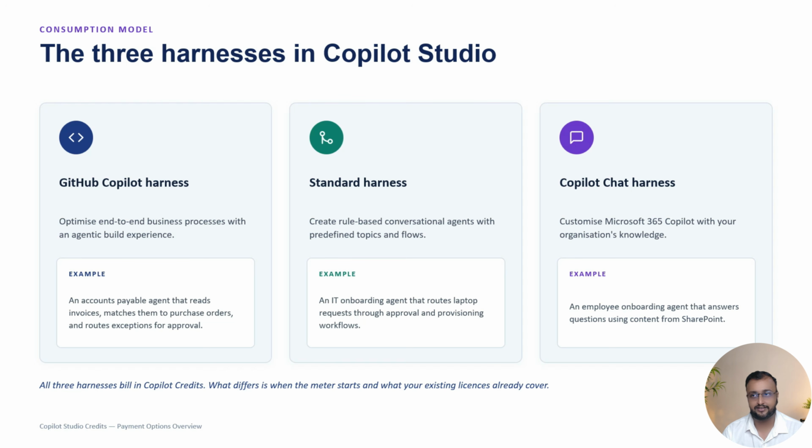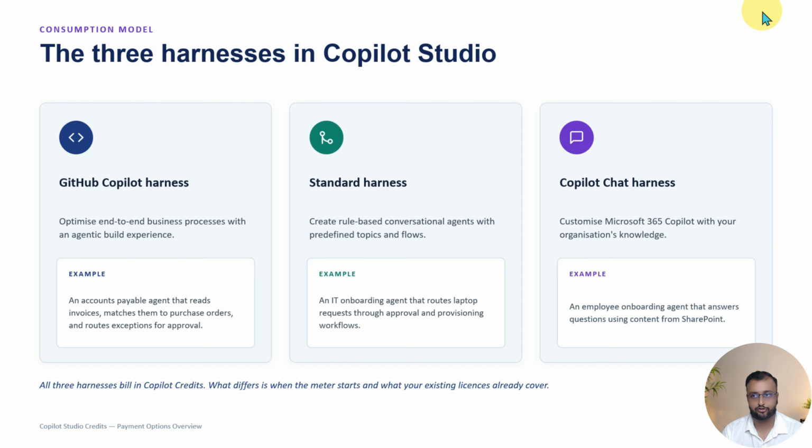Now, credit consumption is different for both models. And let's talk about the third option, which is the Copilot chat harness, which is basically your Microsoft 365 chat experience where you build the agent with knowledge sources. So that is a different thing.